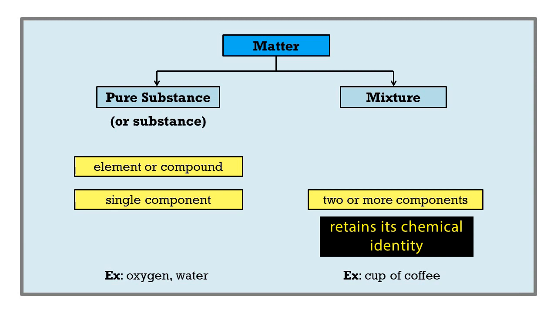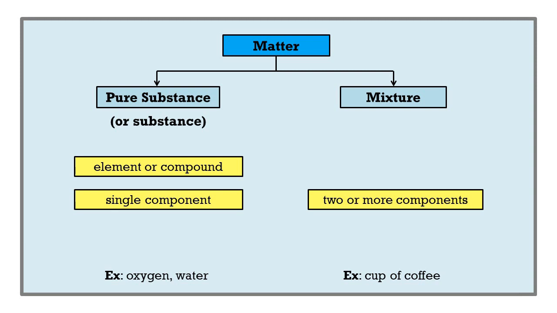Pag sinabi nating retains its chemical identity, ang ibig sabihin nito, kahit na-dissolve na yung coffee powder at sugar sa tubig, walang nabago sa kanilang chemical identity. Ang composition ng coffee powder ay coffee powder pa rin. Ang composition ng sugar ay sugar pa rin. At ang composition ng tubig ay tubig pa rin.